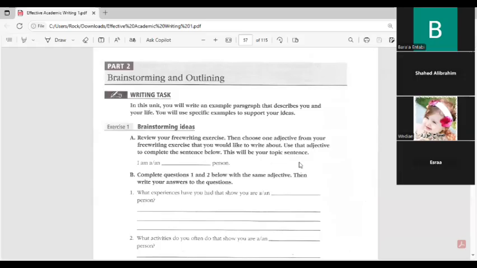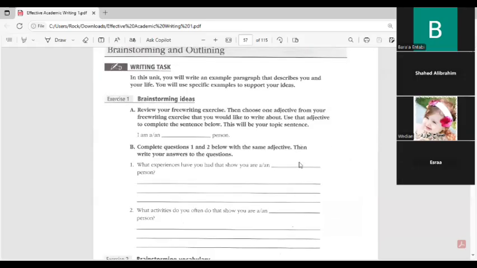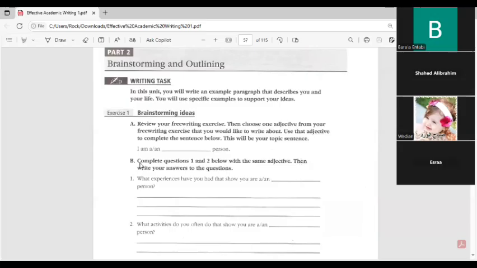Okay, here we have something just for reading. For example, you can say I am an a or an person. Just include any adjective, and try to ask yourself those questions, and those questions can help you in writing about your traits. For example, if I say I am a creative person.